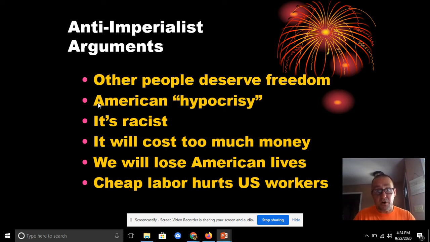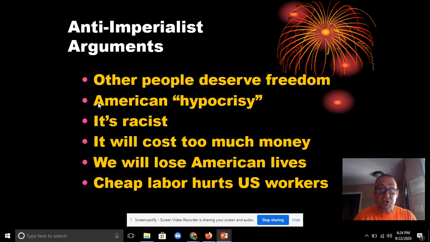Other arguments against it were that it's going to cost too much money. Why do we need to spend that much money on our military and going and doing these foreign conquests? Are we really going to get that much in return? Another one is that we would lose American lives. If we're going to go conquer other places, well, we might win a lot of battles, but we're going to take some casualties and losses too. So that was a big argument against it.